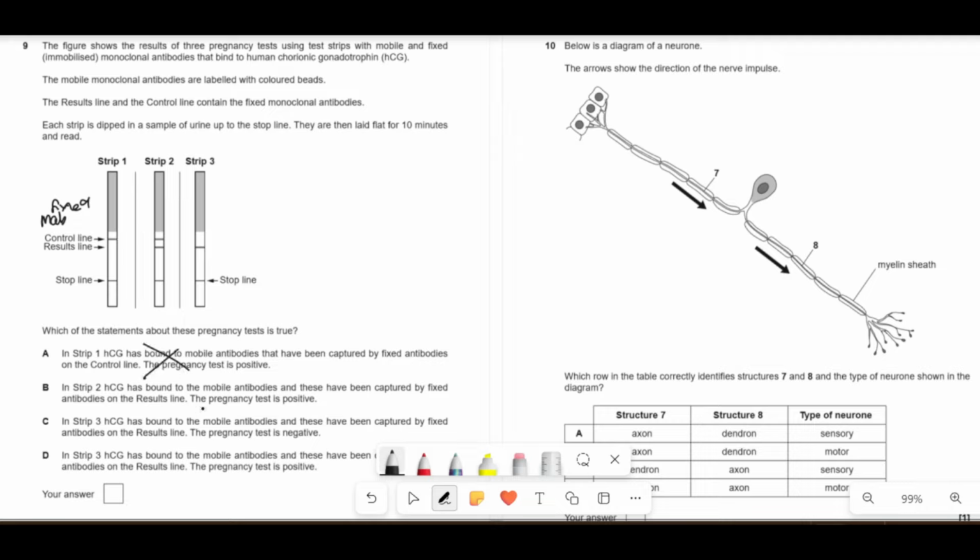In strip 2, HCG is bound to the mobile antibodies. These have been captured by fixed antibodies. The result line is positive, so this pregnancy test is positive. That is true, because again, the control is always going to be there. If the HCG is there, it binds to those antibodies that are mobile, and then it binds to these fixed ones there, so that one is correct.